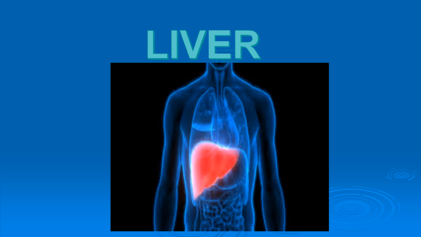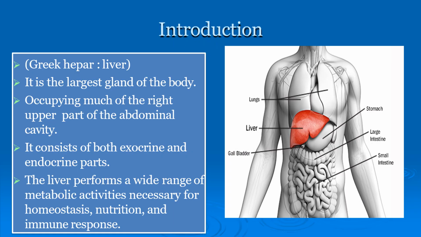Hello friends, in this video we will discuss the structure of liver. The word liver came from the Greek word hepa. It is the largest gland of the body. It occupies much of the right upper part of the abdominal cavity. It consists of both exocrine and endocrine parts.